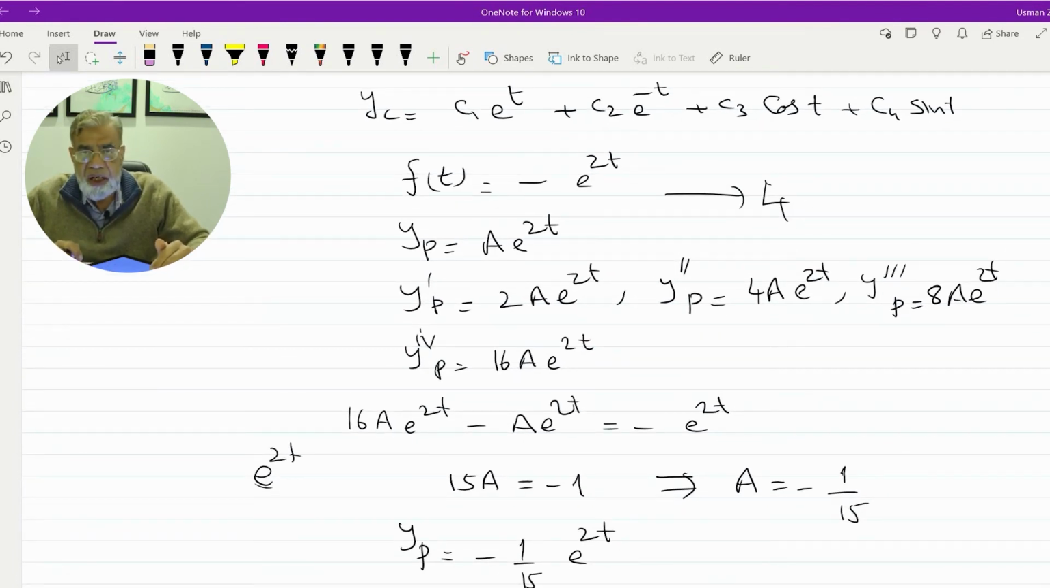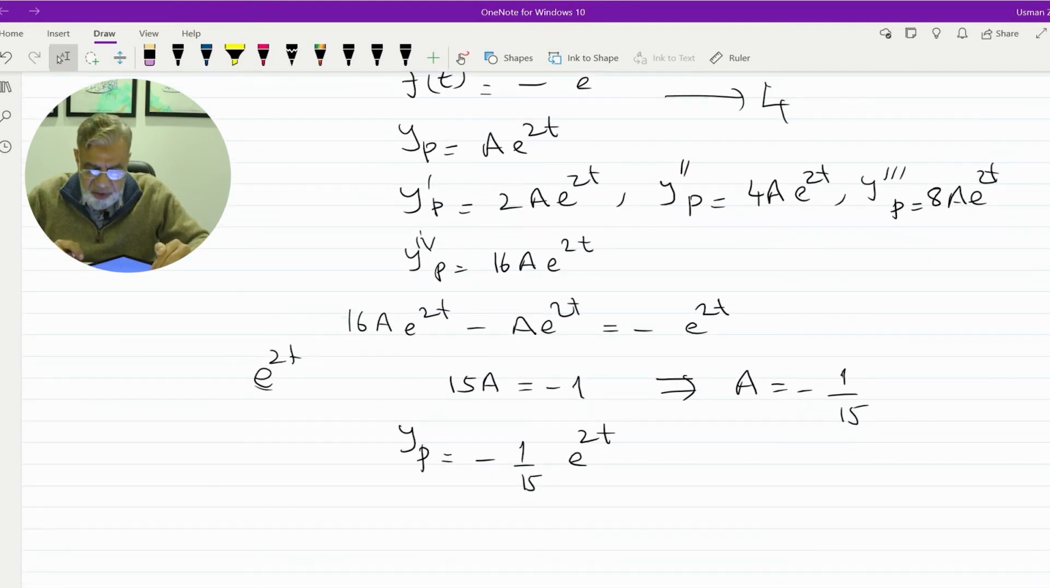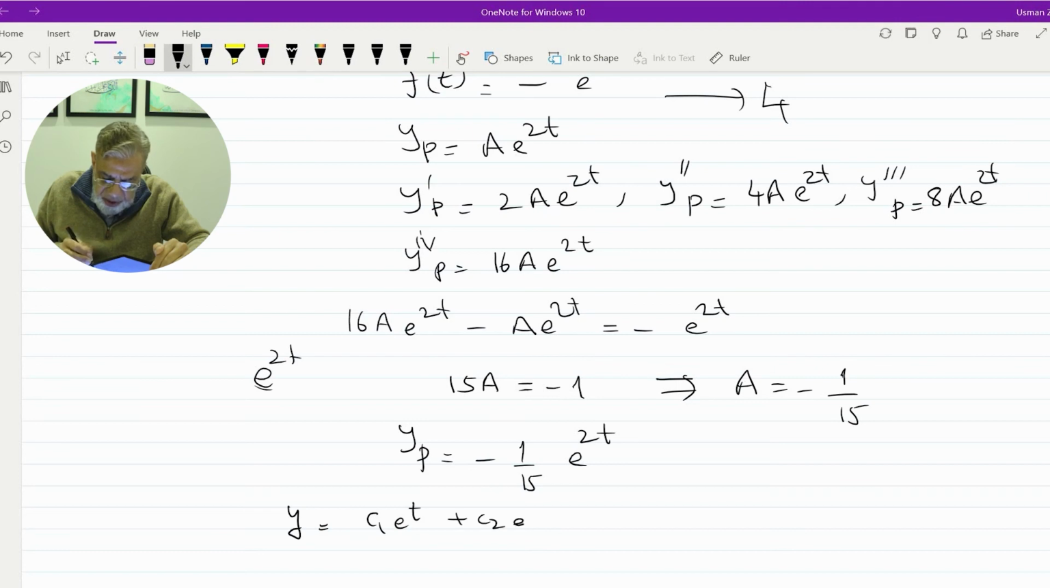We substitute these values of y and the fourth derivative in equation 3. We get 16a e to the power 2t minus a e to the power 2t equal to minus e to the power 2t. So we take the coefficient, 15a is equal to minus 1. A is equal to minus 1 upon 15, and yp is minus 1 upon 15 e to the power 2t. So I can write my y. My y is equal to c1 e to the power t plus c2 e to the power minus t plus c3 cosine t plus c4 sine t. This is my yc. My yp is minus 1 upon 15 e to the power 2t. This is my number 5.